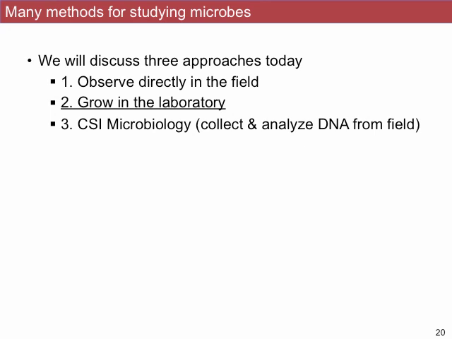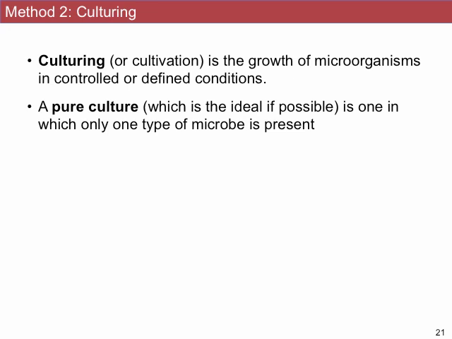What many scientists do, if they're interested in the microbes in a particular environment, is go to that environment, bring back samples, and try to grow the microbes that are in those samples in the laboratory under controlled conditions, where you can make larger volumes of particular microbes and do more detailed studies of them. This is generally called culturing, the growth of microorganisms in these defined conditions in the laboratory.